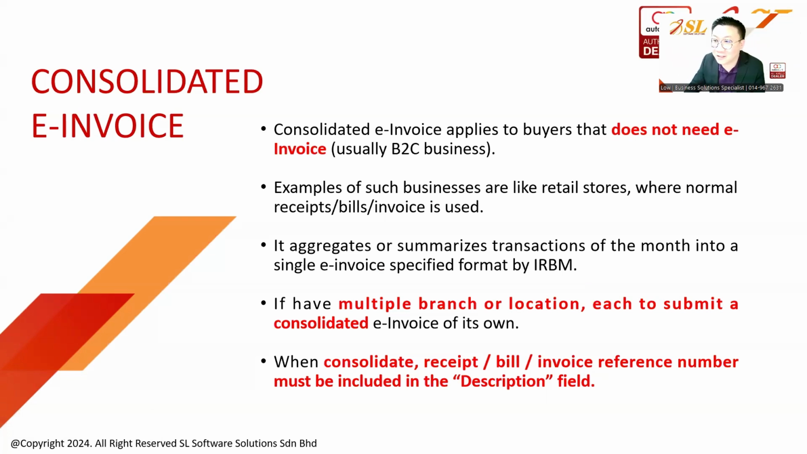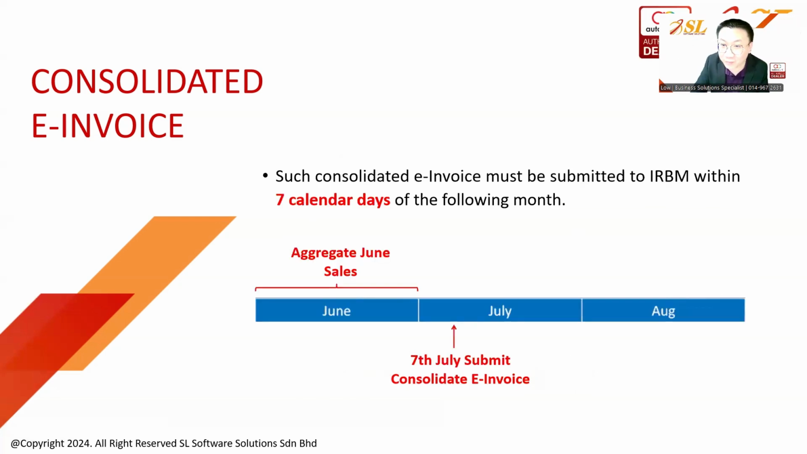But okay, we need to submit the consolidated report with their reference number, and this reference number must be filled in, okay, in the description column. That's why your receipt book cannot be blank, or you at least have the numbering. Okay, and if you have 2 branches, then you assign each branch 1 manager to prepare the consolidated report. This consolidated report must be submitted to LHDN within 7 calendar days of the following month.